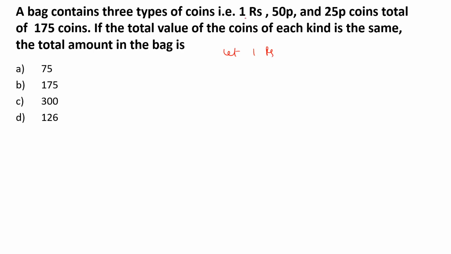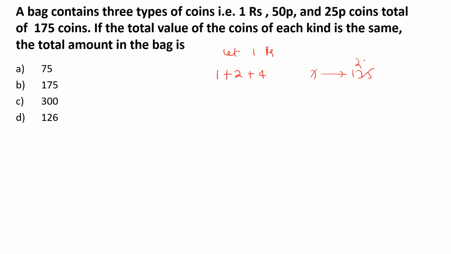To make 1 rupee, 1 rupee coin is required. That is 1. To make 1 rupee, 2 50 paisa coins are required. That is 2. And to make 1 rupee, 4 25 paisa coins are required. That is 4. The total number of coins would be 7. But the actual number of coins given in the question is 175.